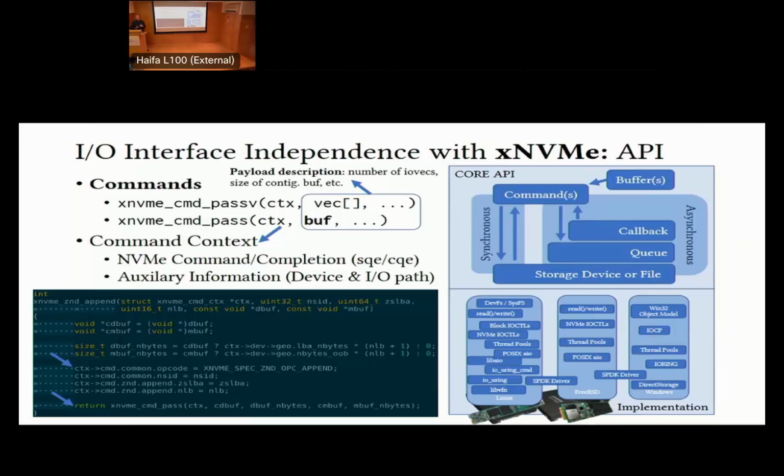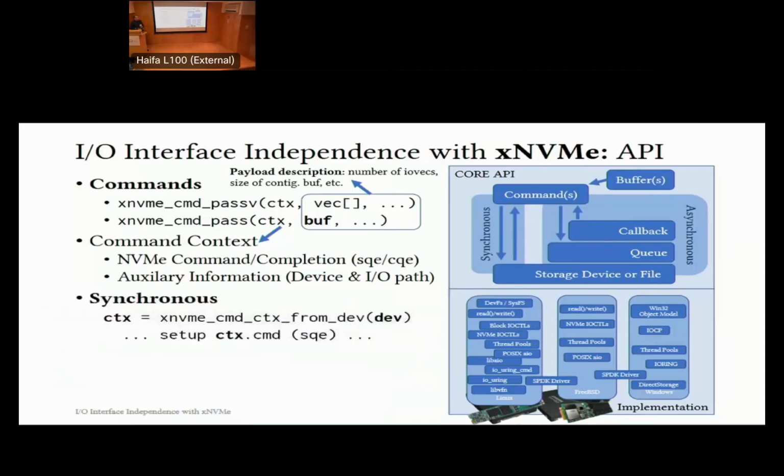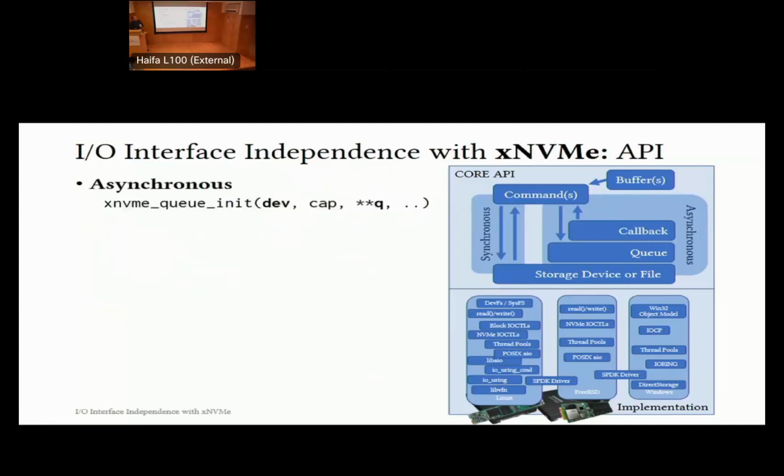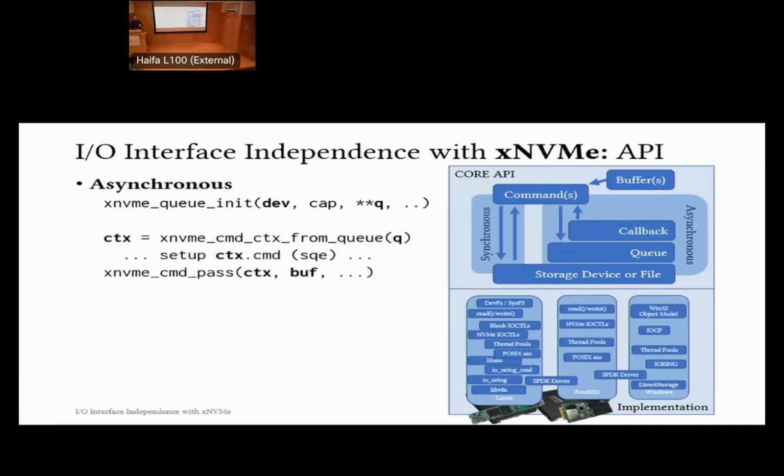And the way you control that is getting one of these command contexts. If you want that to be on the blocking path, then you get it from the device, set it up as you saw in the other example, and then you call pass. When it's done, you can inspect the completion results. Doing this in the async fashion requires a bit more work because you need a queue to stuff into, so you need to initialize that. With a queue initialized, the submission is actually completely the same. You're just getting the context from a different source. Instead of the device, you're getting it from the queue, and then you pass that command down.